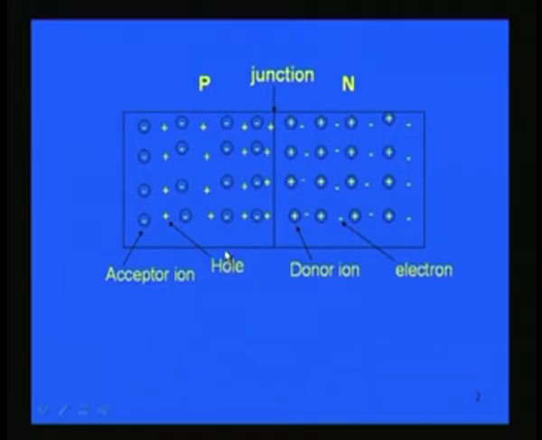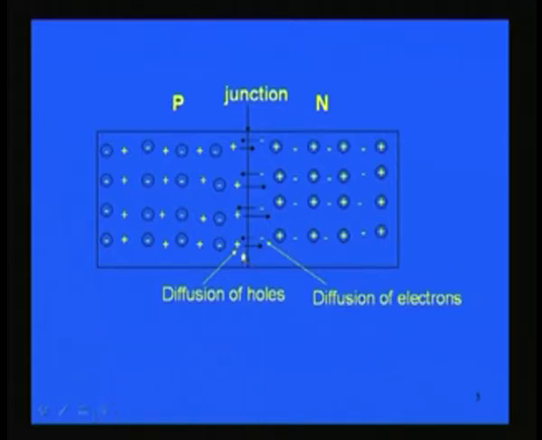Exactly similarly, because of this difference in concentration, the holes will start moving from p type to n type, and this process is called diffusion. So, here these holes will be crossing over the junction from the left side to the right side, and the electrons will be crossing the junction from the right side to the left side. This process is called diffusion. So, diffusion of holes and diffusion of electrons will take place whenever you bring the p-n junction together.